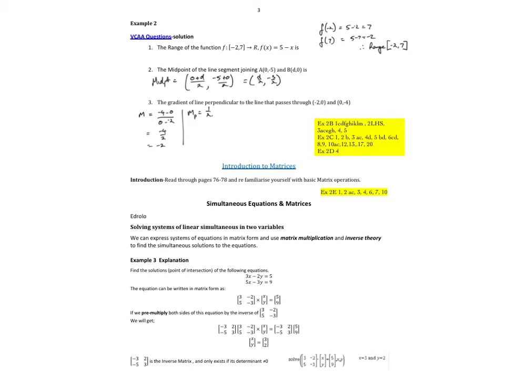So let's have a quick look at this sample VCAA question here. It's a nice one: the range of the function defined by f, where the domain is from -2 to 7, mapping onto R, and f(x) is equal to 5 minus x. So look, it certainly doesn't hurt to do a quick graph.